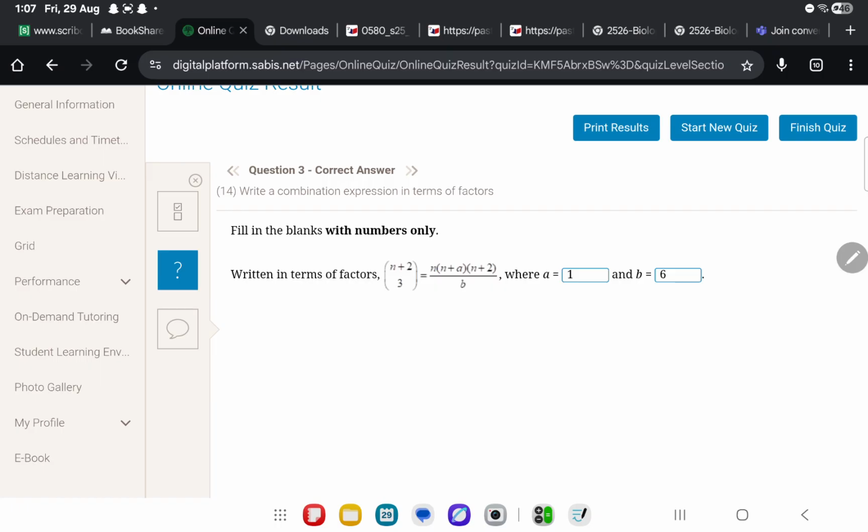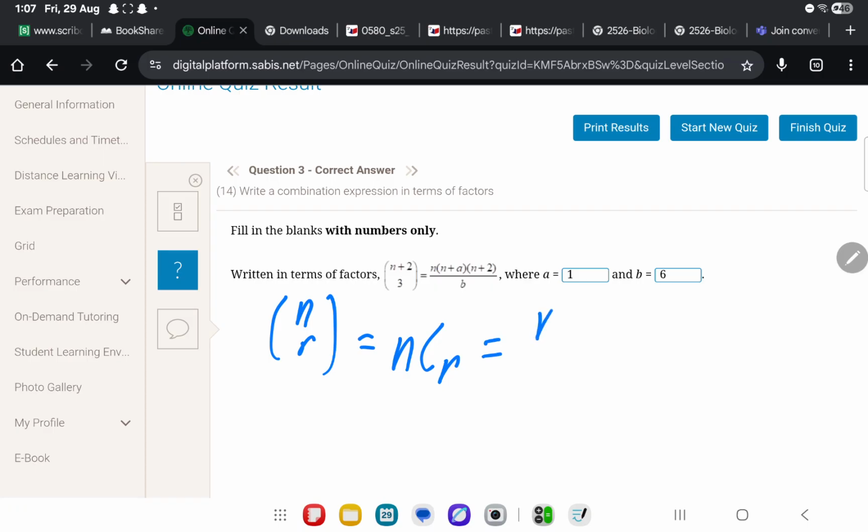Fill in the blanks with numbers only. Written in terms of factors, n plus 2 C 3 is equal to all of this, where a is equal to this and b is equal to that. Now, there is a formula for finding combinations, where it's written like this, which is the same as it being written like this. These two mean the same thing.